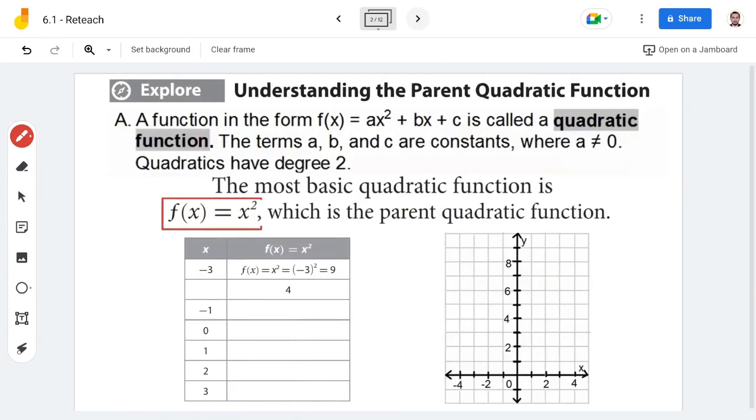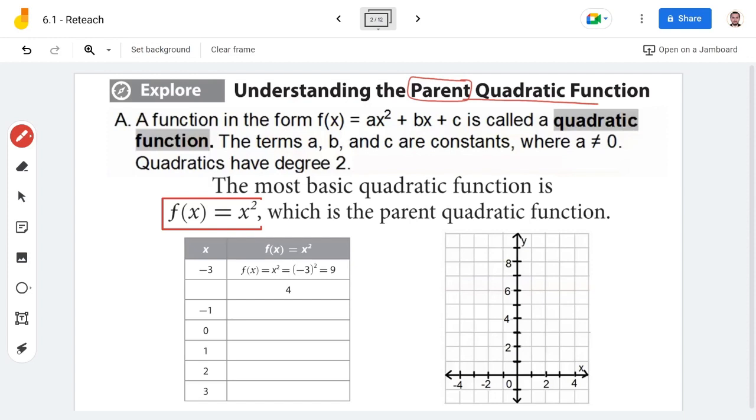Now, let's start with explanation 6.1. So as we can see here, understanding the parent quadratic function. Parent quadratic function, from its name, which is parent, let's say the parent, which is the father, the mother. So the father of the quadratic function, that's what we're going to learn today.